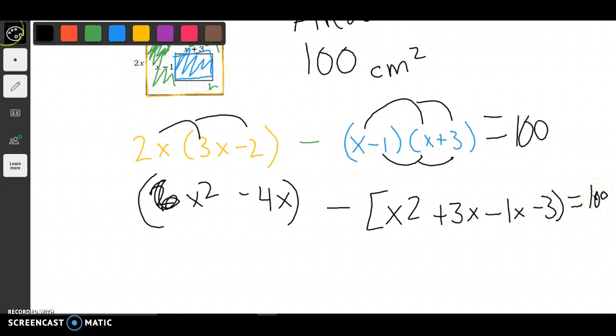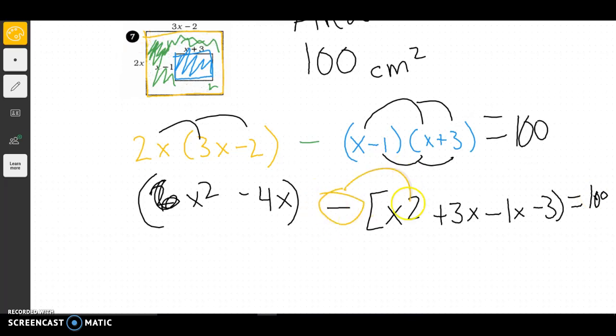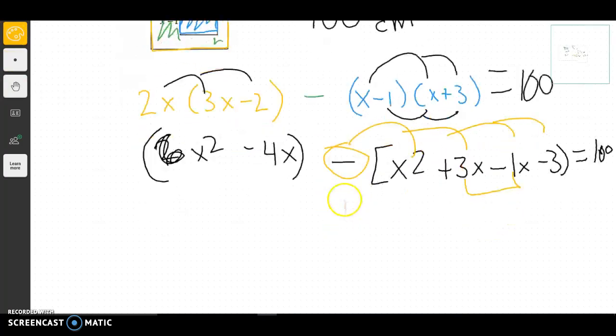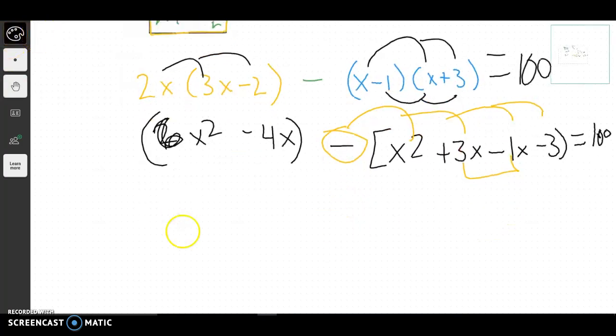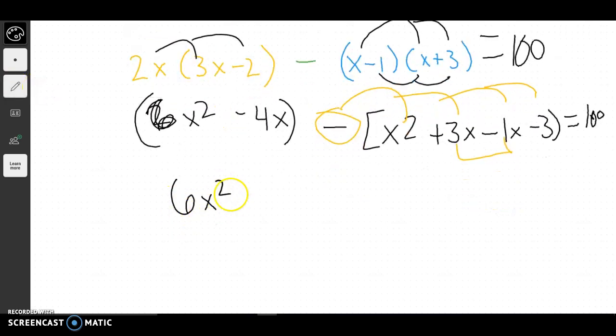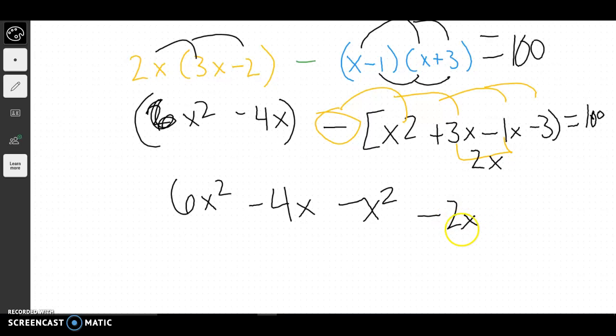Then I'm going to go, okay, what's easier than subtracting? Oh, distributing this and adding. I should also probably combine that before I do that, so I got a little bit ahead of myself. So we'll get 6x squared minus 4x. Let's combine that and give me 2x. So then I get negative x squared minus 2x minus 3 is equal to 100.